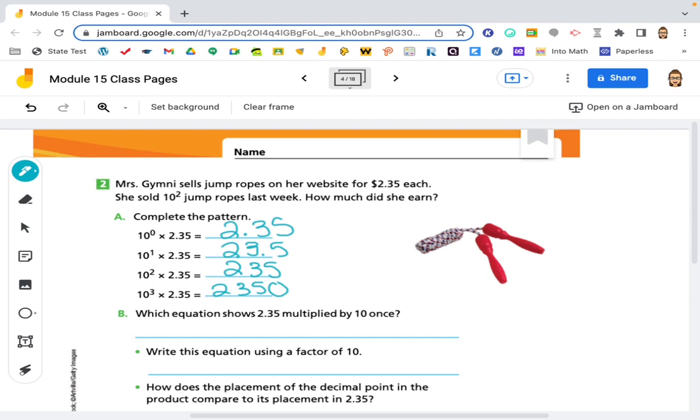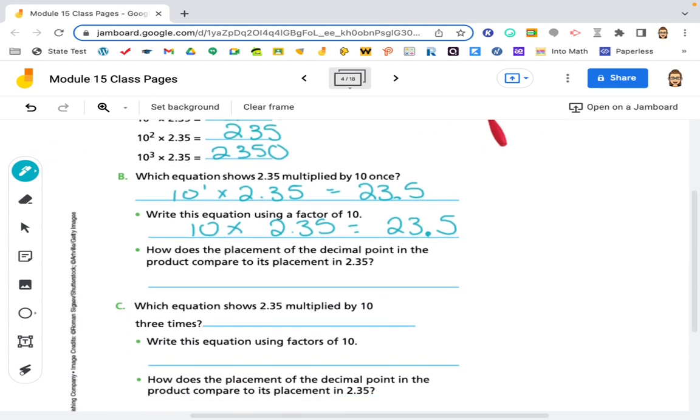So B asks which equation shows 2 and 35 hundredths multiplied by 10 once. Well, we would have 10 to the first power times 2 and 35 hundredths equals 23 and 5/10. Write this equation using a factor of 10. This would just be 10 times 2 and 35 hundredths equals 23 and 5/10. How does the placement of the decimal point in the product compare to the placement in 2 and 35 hundredths? Well, we moved it one spot to the right, so it is one place to the right.